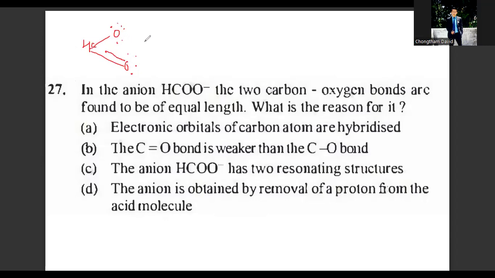Then you have this carbon and hydrogen. Now, when resonance takes place, this would come here. So the hybrid resonating structure would be carbon, oxygen, then oxygen followed by carbon, carbon double bond. Okay, so 27 C would be the answer. The anion having COO minus has two resonating structures.